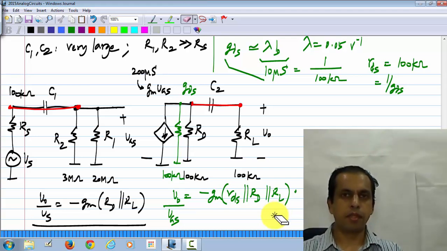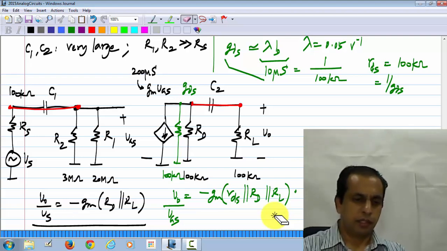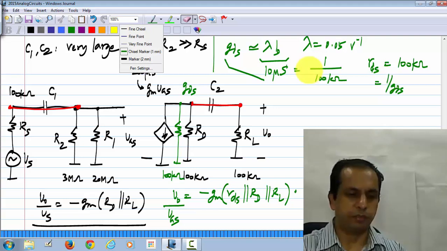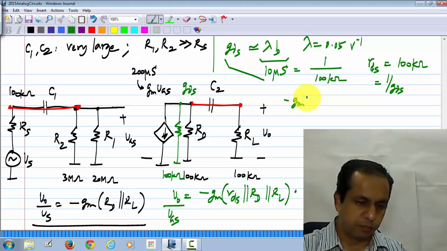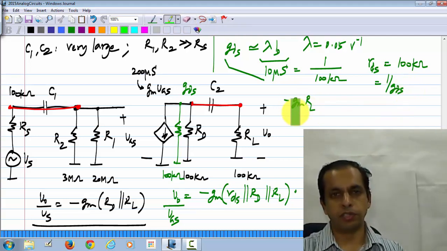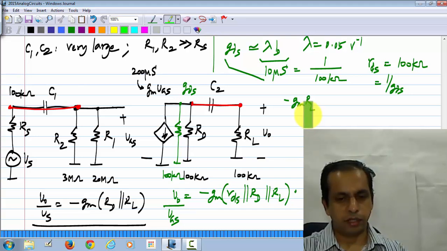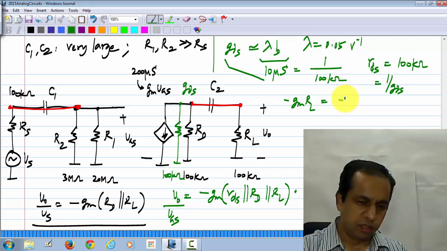Now, remember, this will only reduce the gain because we have an additional resistance in parallel with RD and RL. If you remember the sequence of events, we started off trying to make a gain of minus GM RL, and for the values of GM being 200 microsiemens and RL being 100 kilo ohms, we will have this value to be 20.